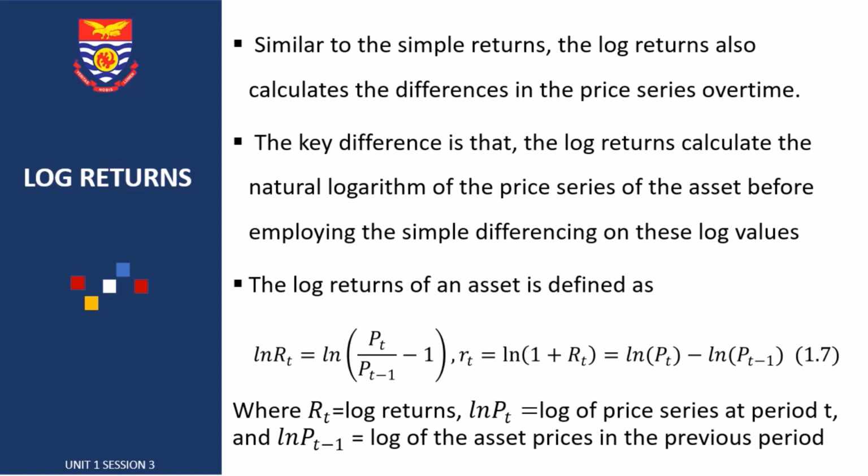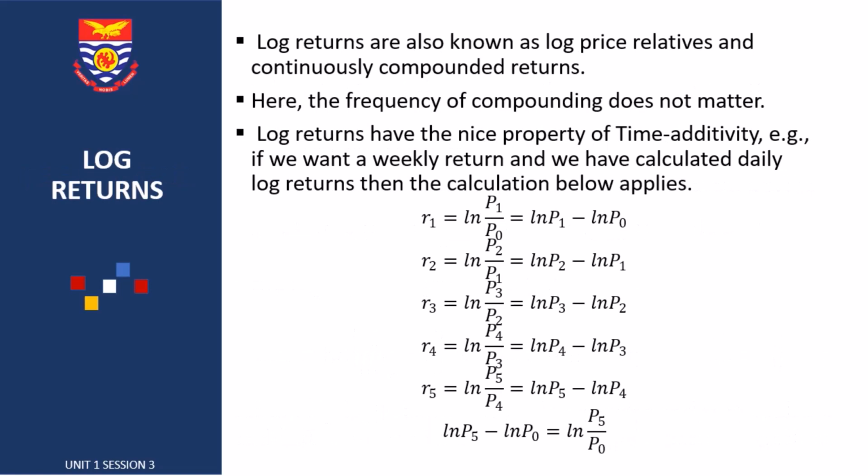The log return of an asset is defined as we can clearly see in equation 1.7, where RT represents the log returns, ln PT is the log of the current price of the asset, and ln PT minus 1 is the log of the price of the previous period. Log returns are also known as log price relative and continuously compounded returns. Here, the frequency of compounding does not matter. So the log returns have the nice property of time additivity.